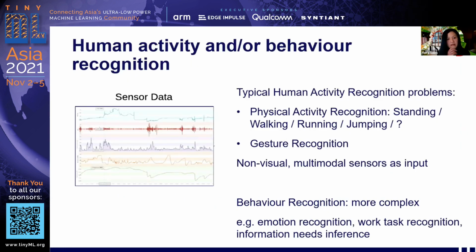With regards to recognizing human activities, there are some very well-established problems, such as recognizing physical activities, such as people standing, walking, running, jumping. These are already available on your mobile, for example the activity recognition API on Android. There's also gesture recognition. A lot of the focus in our group is on non-visual, time series, multimodal sensors. But I'm also referring to more complex behavior recognition.